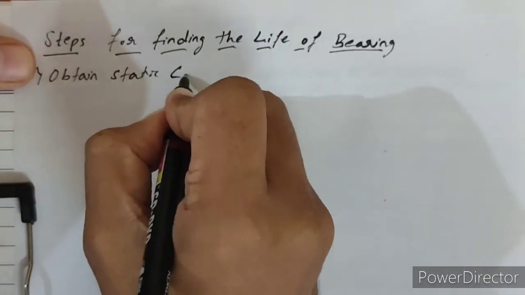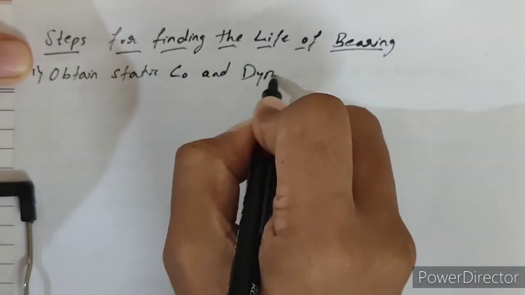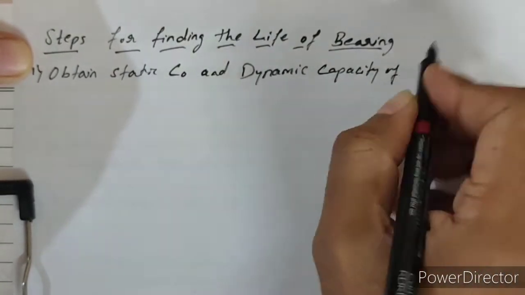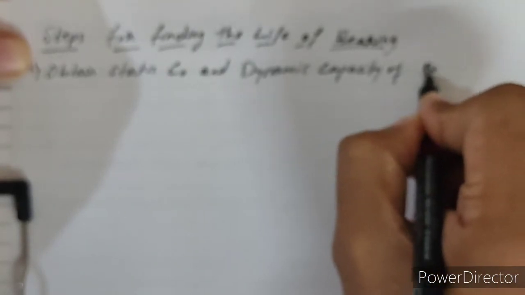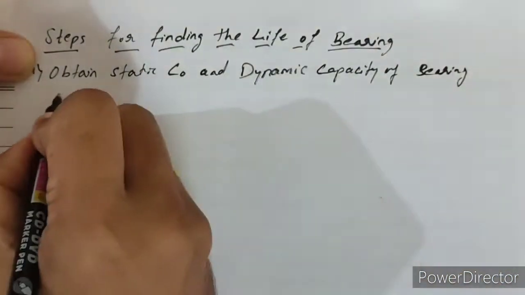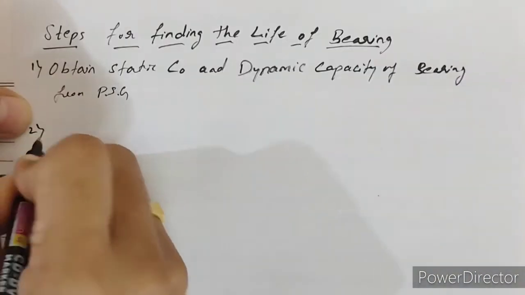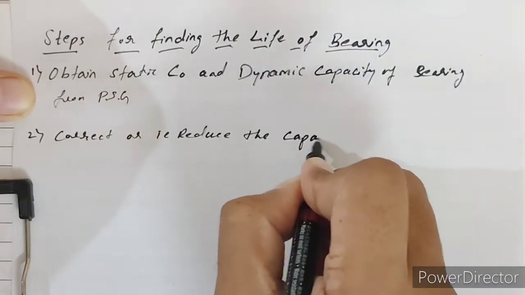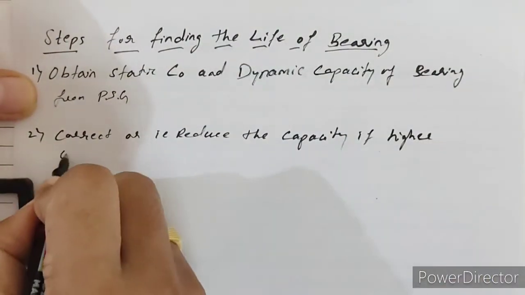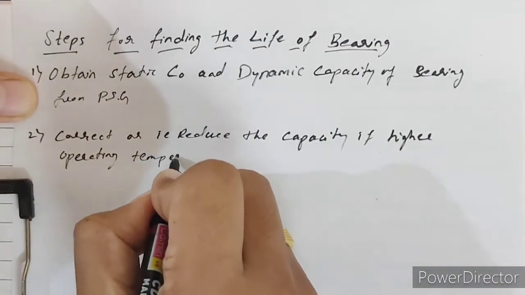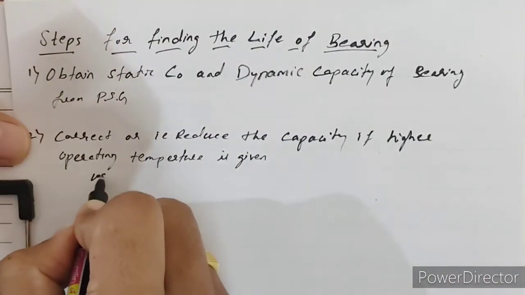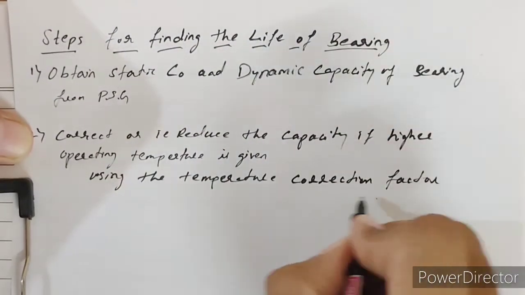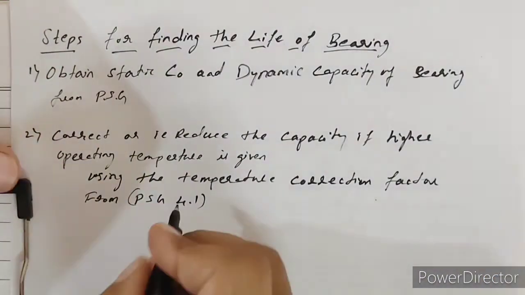We'll obtain static capacity C0 and dynamic capacity C of the given bearing from PSG. Next step, to correct the dynamic capacity, which is reduced by higher temperature, we are going to accommodate the temperature losses over here using the temperature factor, using PSG 4.2.